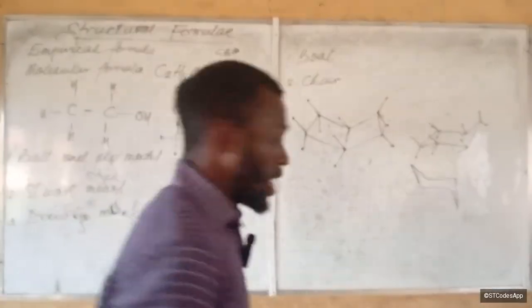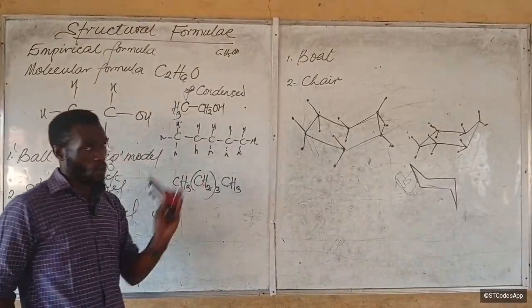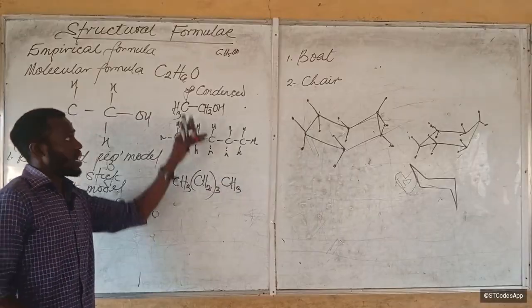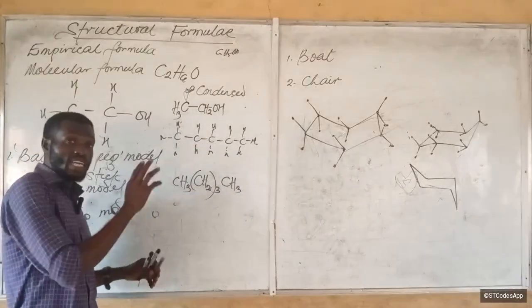Okay. And you can decide to put your bonds if you wanted. But I'm not putting bonds in this. I put bonds in this. Is it clear? That's the condensed formula.